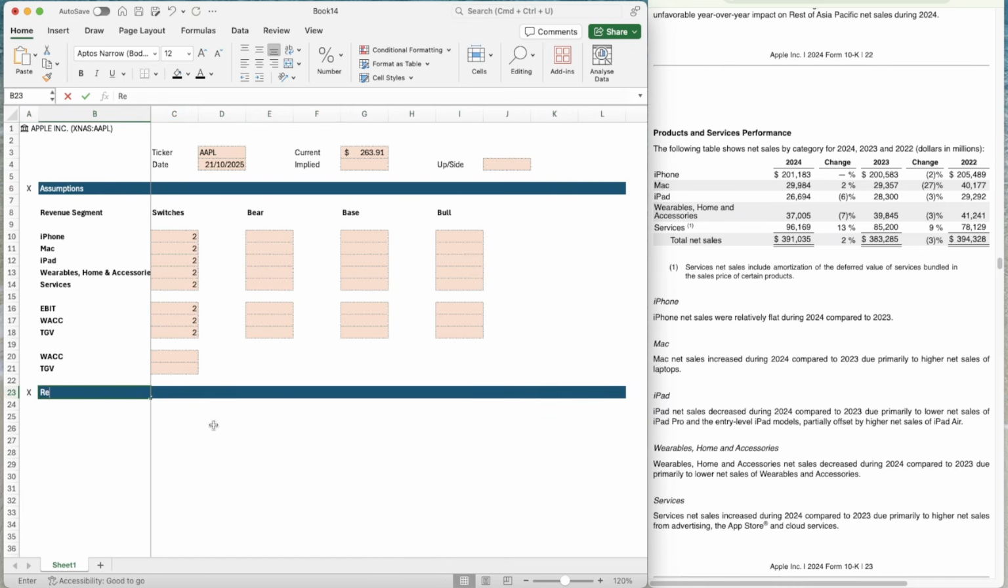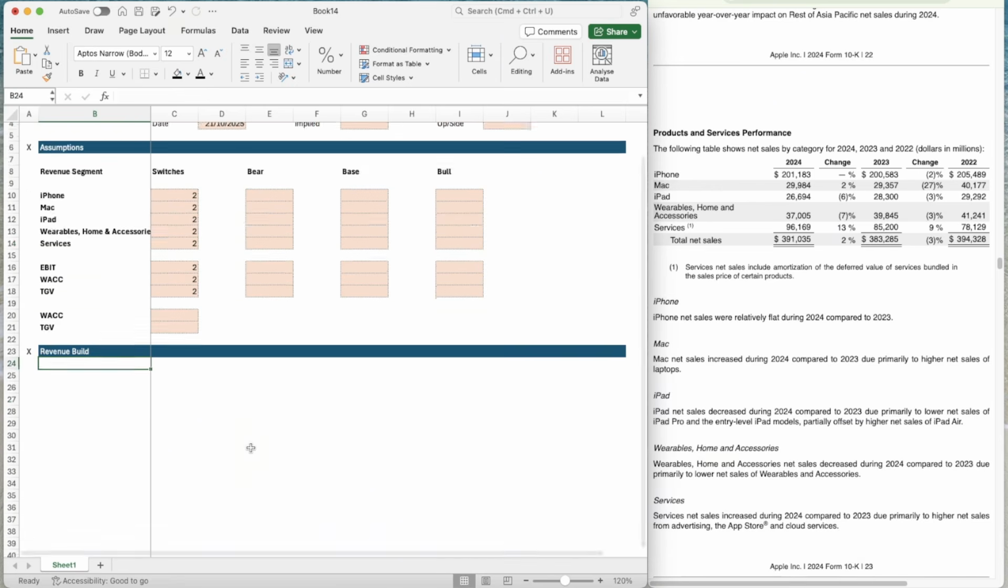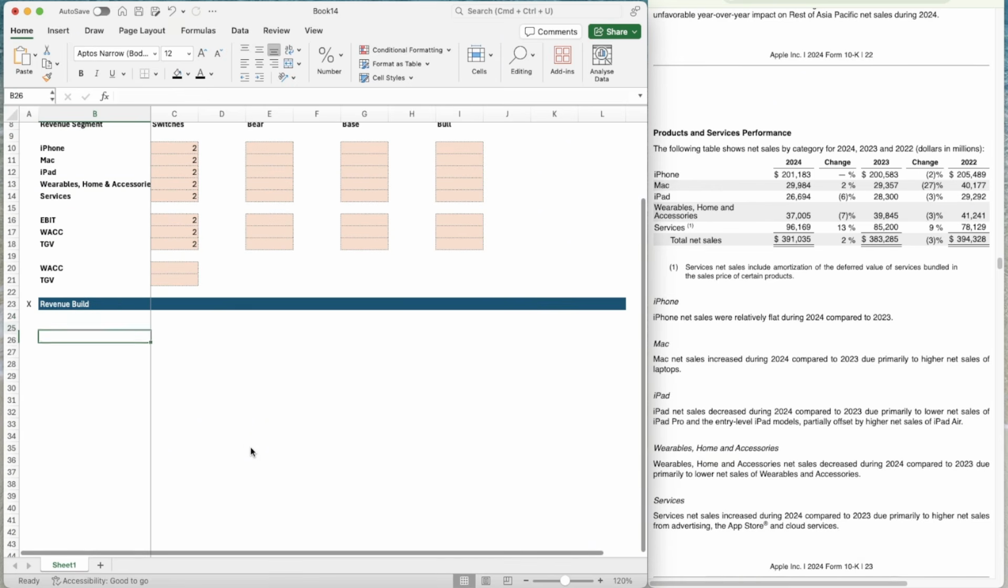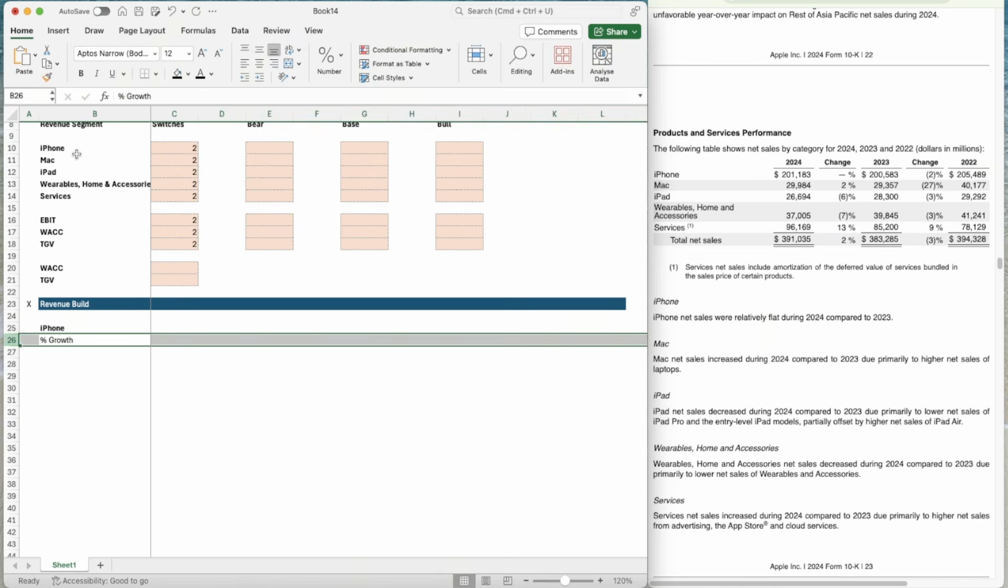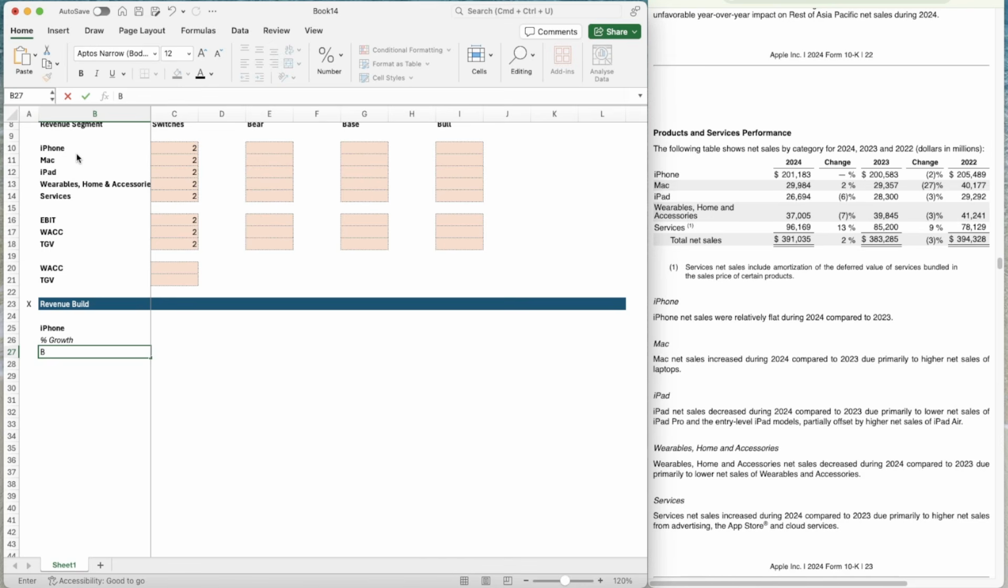Now let's jump straight into the revenue build. Make the cell equal to where it's got iPhone. Below that, we go percentage growth. Italicize that. Then we want a bear, base, bull.